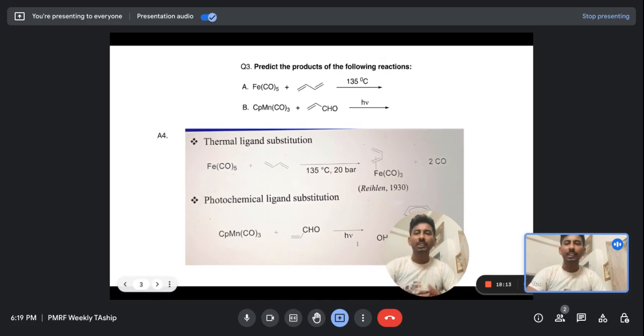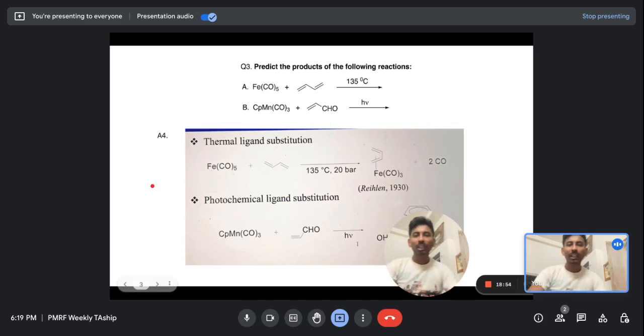Now we will come to the next question, that is prediction of the products of the following reactions. The first one is Fe(CO)5 treated with this butadiene molecule. What is the product at a very high temperature, that is 135 degrees Celsius? The second question is regarding CpMn(CO)3, a piano stool kind of compound. Cp is above the plane, and manganese is bound to a tripod of carbonyls. When it is treated with this double-bonded CHO under photochemical irradiation, that is h nu, what is the product?